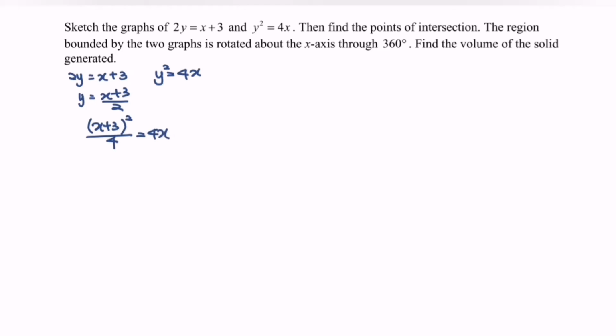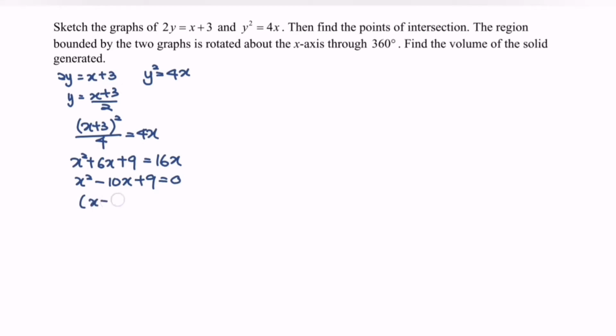Cross multiply the equation and then expand the left side. So x squared plus 6x plus 9 equals 16x. x squared minus 10x plus 9 equals 0. (x minus 9)(x minus 1) equals 0. So x will be equal to 9 and x will be equal to 1. The value of y will be 6 when the value of x is 9, and the value of y will be 2 when the value of x is 1. So meaning that we have 2 points of intersection.